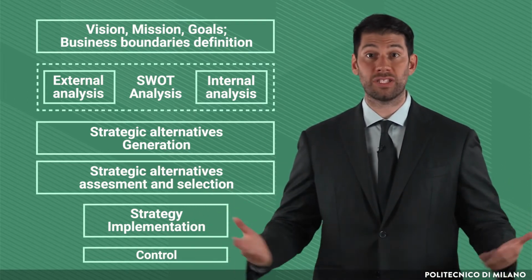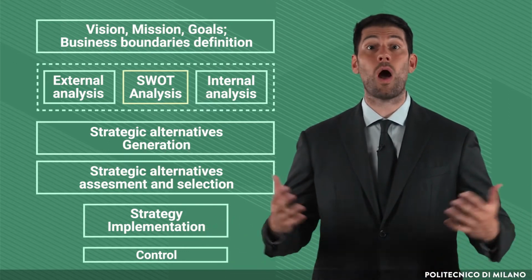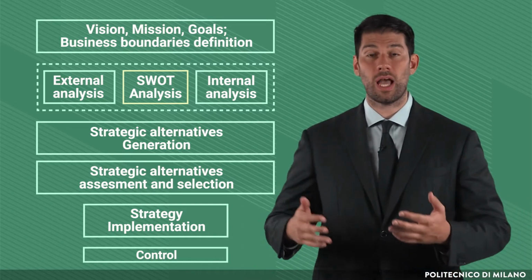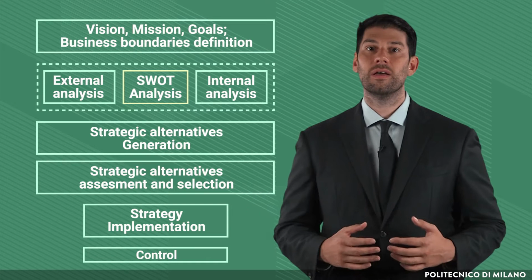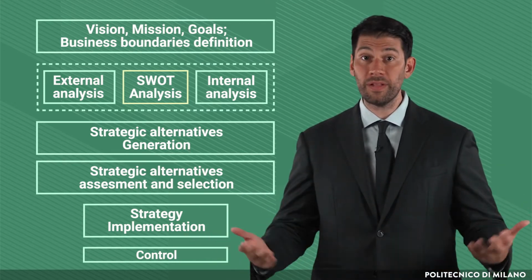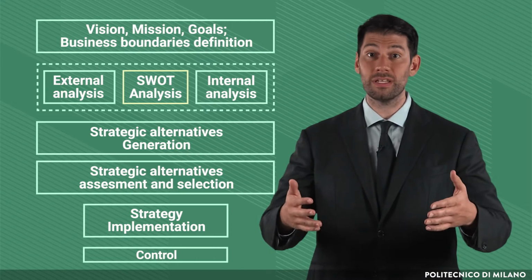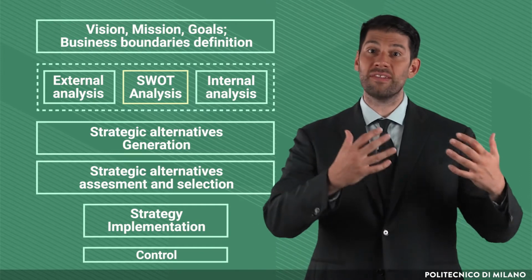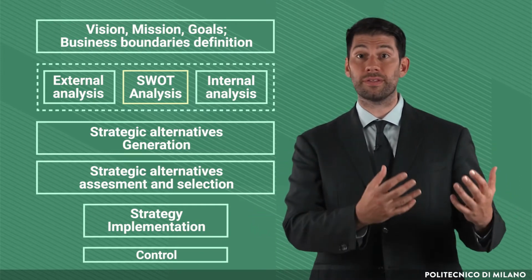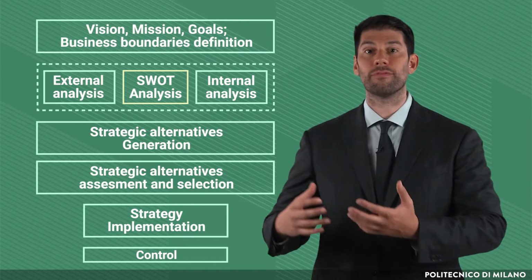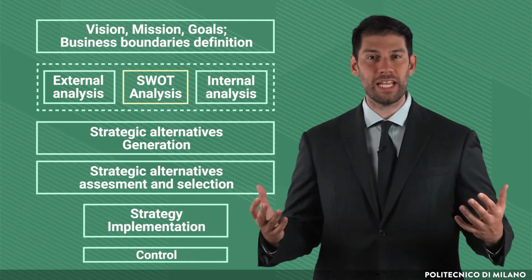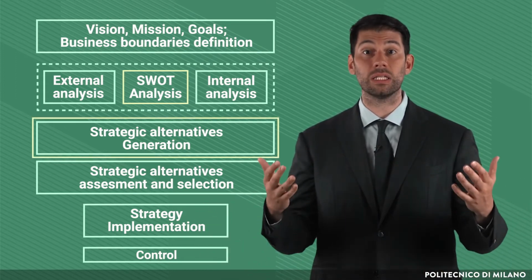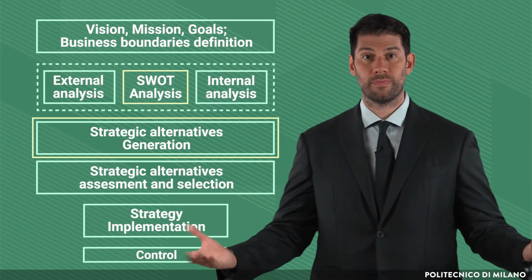This critical matching process is summarized by the SWOT analysis, where the acronym stands for strengths, weaknesses, opportunities, and threats. The goal of the SWOT analysis is that of helping the decision maker to tap strengths in order to seize opportunities, and at the same time carry out defensive actions aimed at improving weaknesses and at protecting the company from threats. Indications coming from the SWOT analysis are used in devising strategic alternatives available to companies.